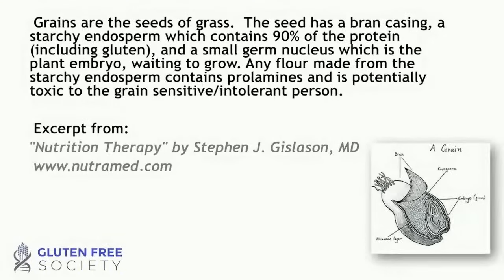So again, grains are the seeds of grass. The seed has a bran casing or an outer layer, right? And it also has an inner layer called an endosperm, which contains 90% of the protein. This is where your family of gluten proteins are. Remember, glutens are comprised of prolamines and glutelins. So inside that germ, underneath the bran casing of grain, you've got all this protein, and then underneath that layer, we have an embryo layer. And it's in that embryo layer that it takes the protein to help feed it, and that protein also serves to protect it. Okay, so any flour made from the starchy endosperm contains prolamines, and is potentially toxic to the grain-sensitive or intolerant person.